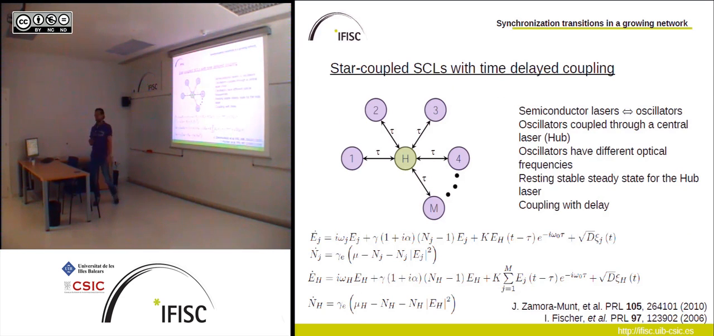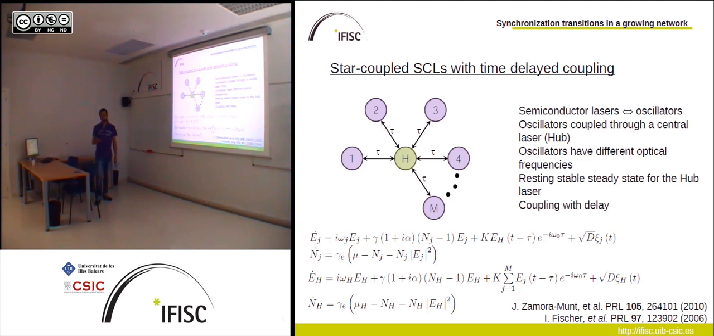So what we did is to study a system of M-coupled semiconductor lasers in a star coupling topology, coupled all of them through a central element that we will call the hub laser. And between this hub laser and the star elements, we put a time delay in the coupling due to the finite time that takes the light to go from the outside of the star to the hub and come back again to the outside of the star.